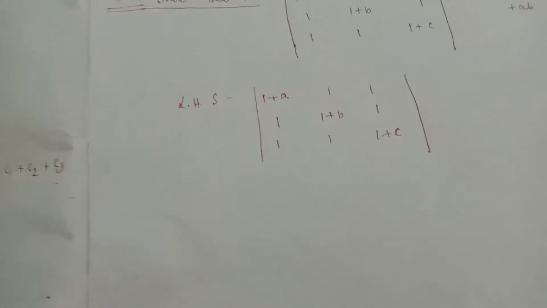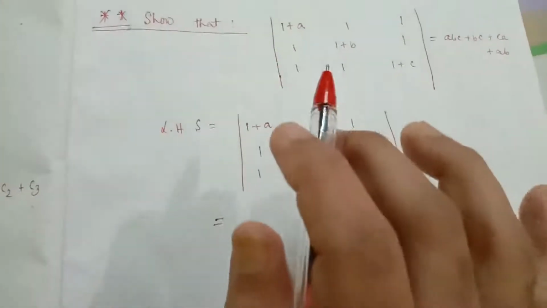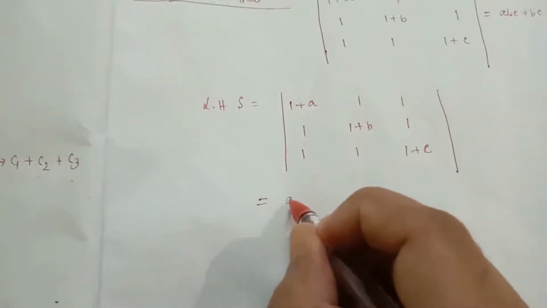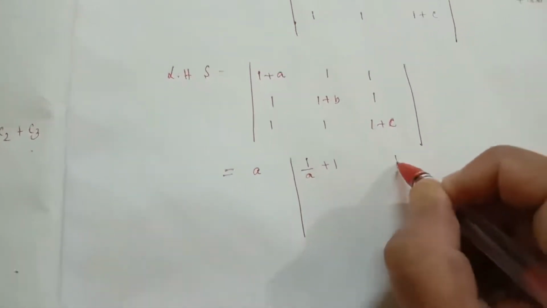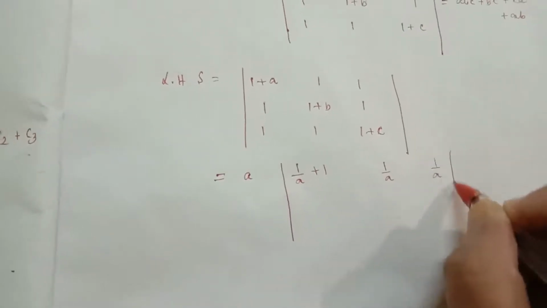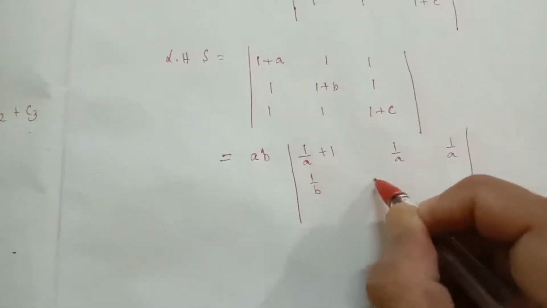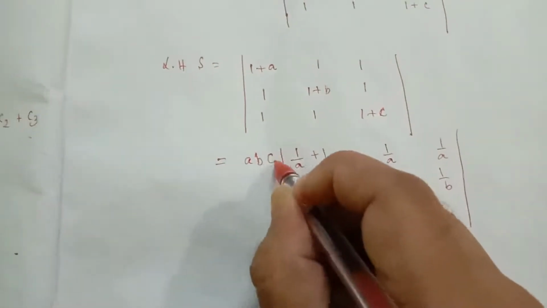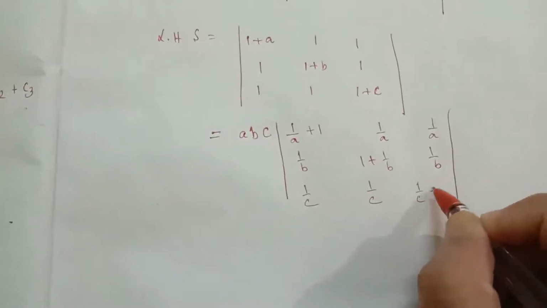Okay, now you see the steps. This is a typical sum. You see the steps, how you can bring more than one 0 in a particular row. Let us first take a common in the first row. This will become 1 by a plus 1, 1 by a, 1 by a. Let us take b common in the second row. This will become 1 by b, 1 plus 1 by b, and 1 by b. Let us take c common in the third row. This will become 1 by c, 1 by c, 1 by c plus 1.